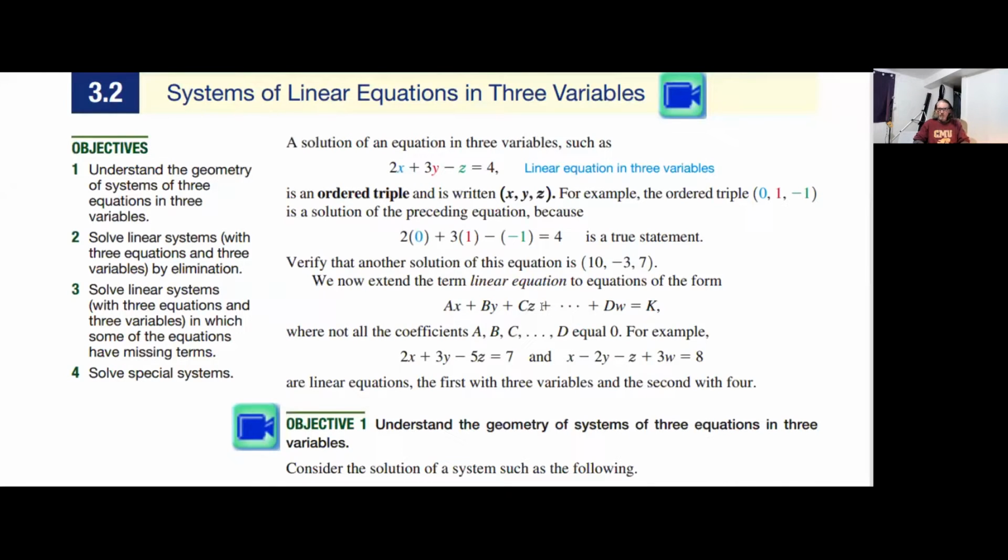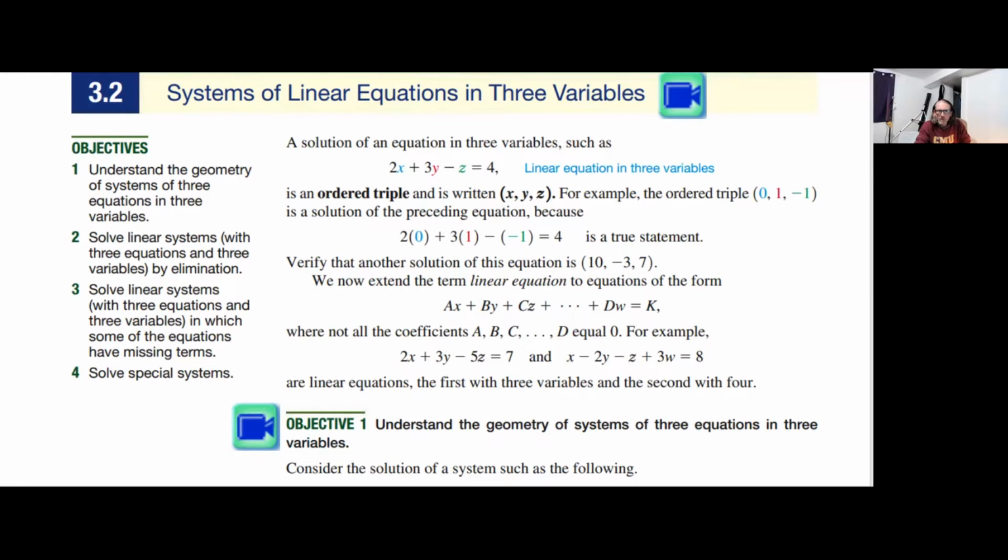In section 3.1, we talked about solving 2x2 linear systems of equations. We used graphing, substitution, and elimination. Now we're going to look at 3x3 systems of linear equations, meaning that we will have three equations with three variables. We're not going to be able to graph these. In some advanced mathematics classes, at least back when I was in college, we did. But what you would wind up graphing instead of a line is a plane.